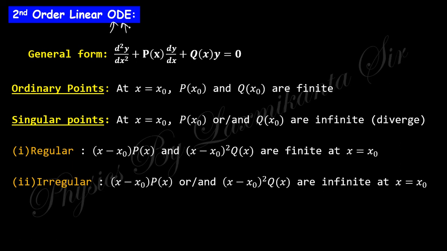Ordinary differential equation means the y is a function of only one independent variable, that is x. The y depends only on x, right? That's why this is called an ordinary differential equation. And second order, this is the second order, right? So this is the general form of a second order differential equation.